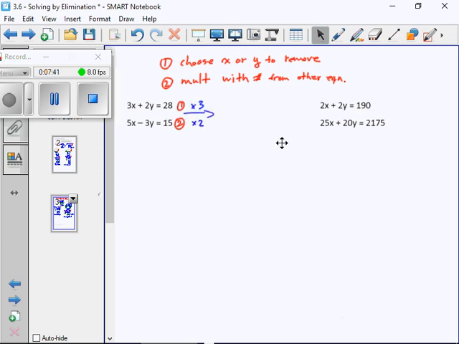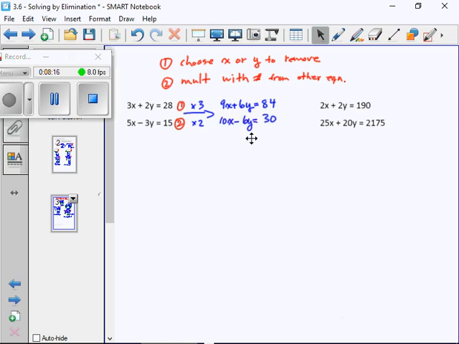So now what that does is it produces two different equations. So imagine if I take 3 and multiply 3x by 3, 2y by 3, and 28 by 3. You're going to get 9x plus 6y equals 84. So we multiplied each of those numbers by 3 and it gave us a new equation. And we do the same for the second. So 5x times 2 is 10x. And then minus 3y times 2 is minus 6y. And then 15 times 2 is 30. And that's what we have for our second equation.